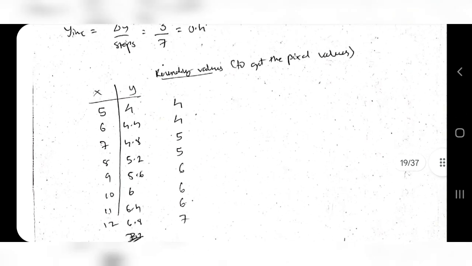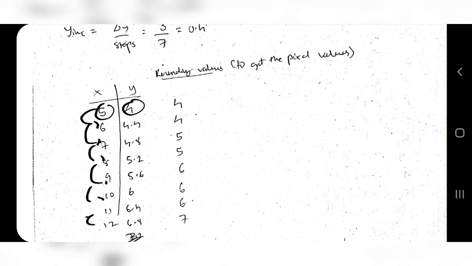If we plot the points here, the starting point is 5, 4, then plus 1, plus 1, plus 1. x will be incrementing by 1 each time until it reaches 12. y will be incrementing by 0.4 only: 0.4 plus 0.4 plus 0.4 plus 0.4. If we want to plot these pixels, we cannot plot decimal values, so we have to convert them into integer values.